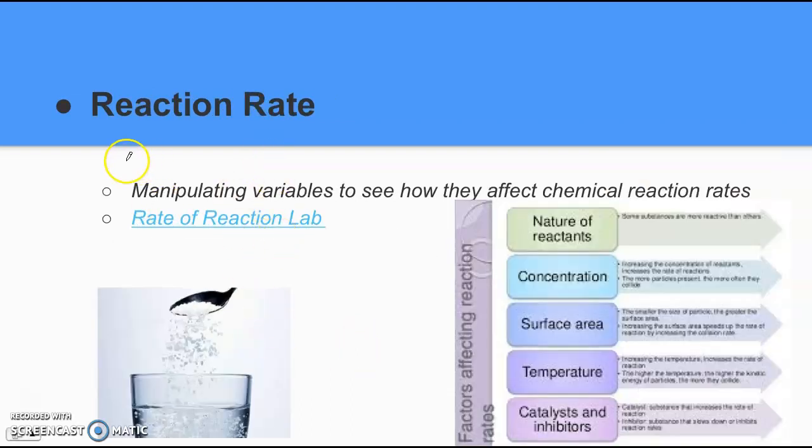All right, the next one is a reaction rate lab. And with this, you're manipulating variables to see how they affect chemical reaction rates. And then here's a link to the rate of reaction lab that we did. And it's usually just changing the different factors that affect a reaction rate, timing it to see how long that goes, and then see how that affects the rate.